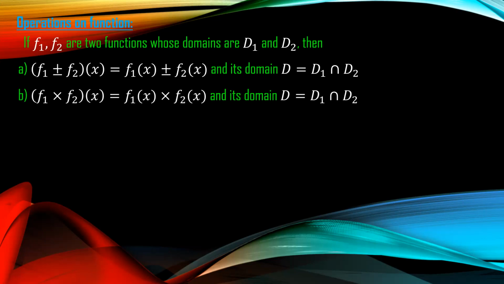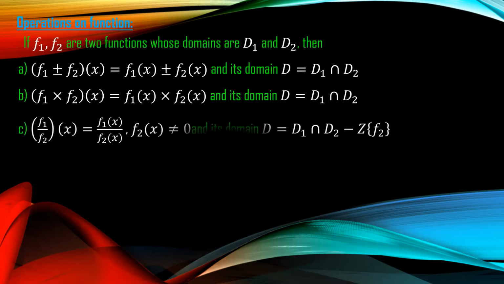Letter B, (f1 times f2) of x equals f1 of x times f2 of x, and its domain d equals d1 intersection d2. Letter C, (f1 over f2) of x equals f1 of x over f2 of x, such that f2 of x doesn't equal 0, and its domain d equals d1 intersection d2, minus the zeros of the denominator, the zeros of the function f2.